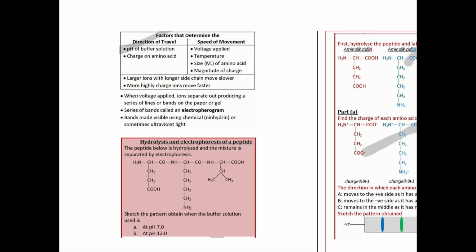So, factors that determine the directions of travel. The direction of travel depends on the pH of the buffer solutions. Imagine how it affects. This one we discussed before. If the pH is acidic, you think of H plus. H plus is positively charged, so a positive ion will make the amino acid become positively charged as well.